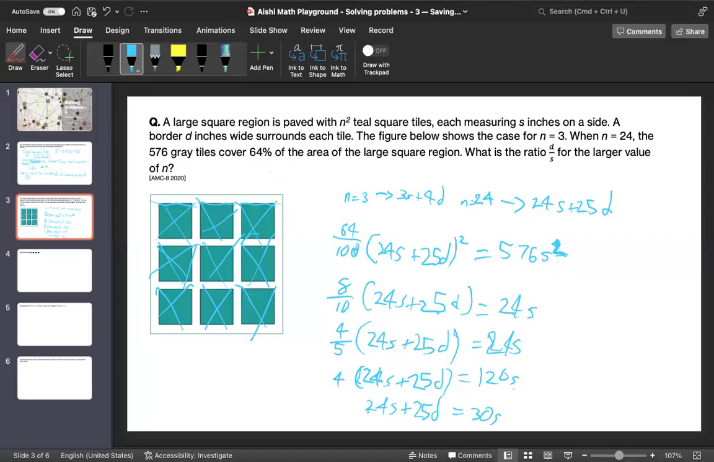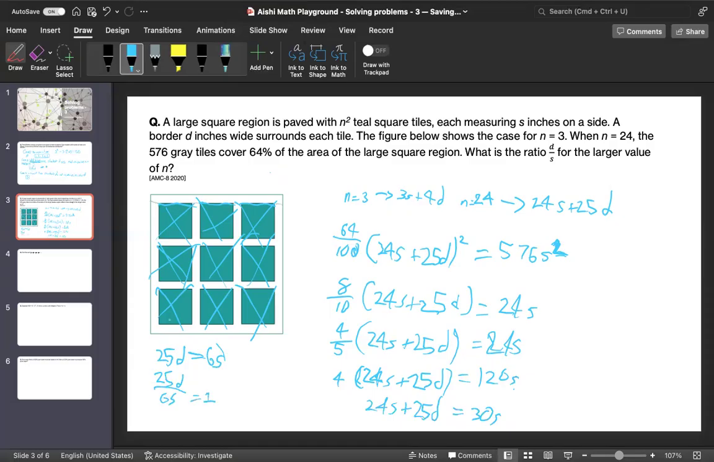Okay. So now it's time for the ratio. Let's take the s to one side. So 25d is equal to 30 minus 24, which is 6s. So now let's divide by 6s on both sides. We get 25d by 6s is equal to 1.